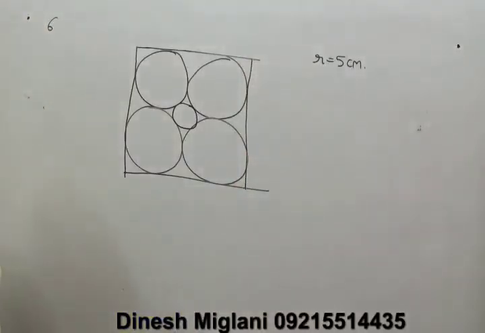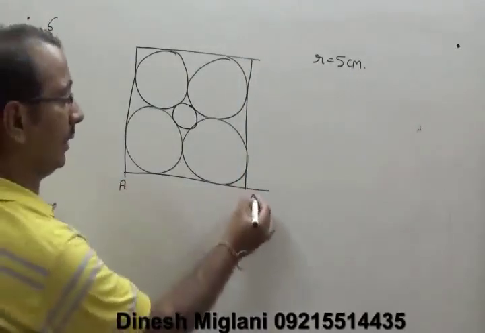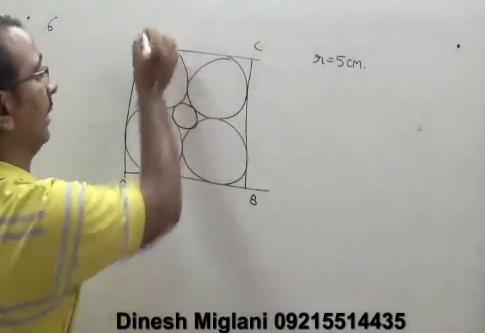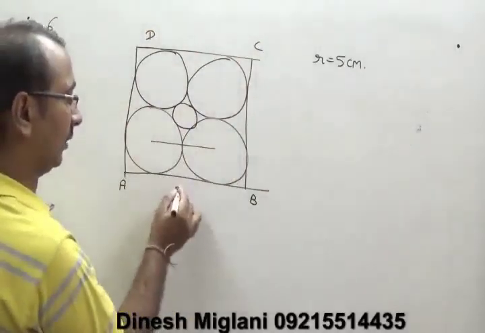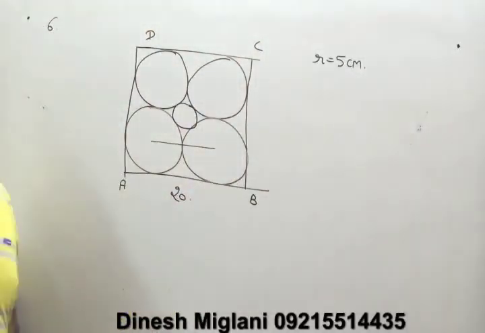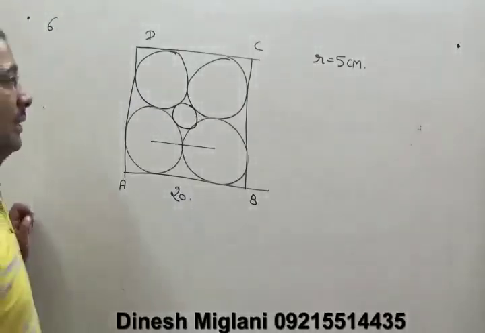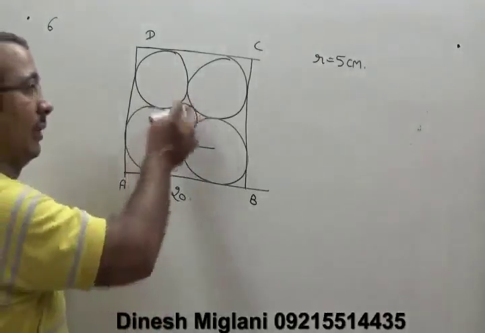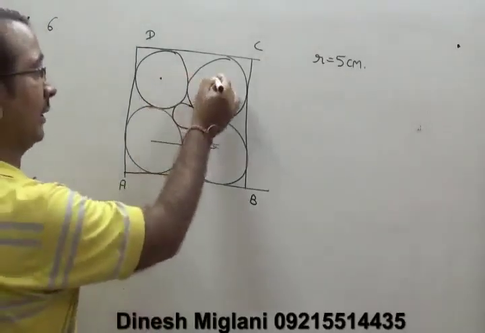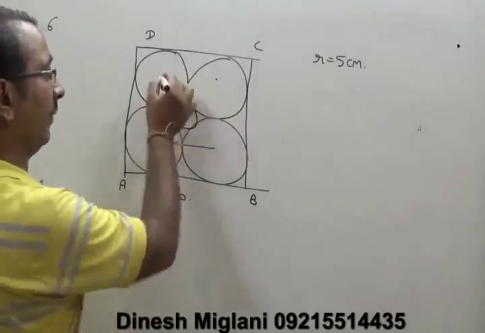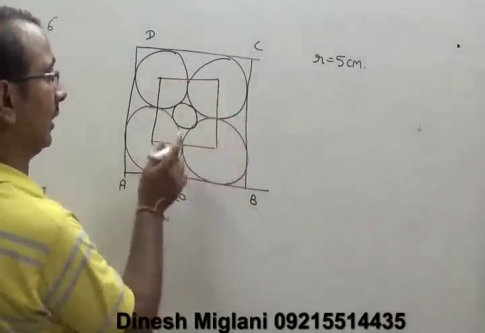Now we can simply take it as A, B, C, D. If the radius is 5, so this is 5, this is 5, 10, and the side of the square is said to be 20. If the side of the square is 20, what do we have to finally answer? I have to answer about the radius of this. So this would be 5, 5, 10. That is said to be 10.